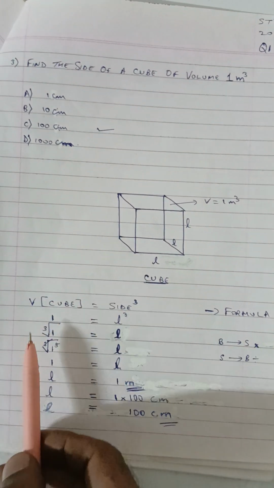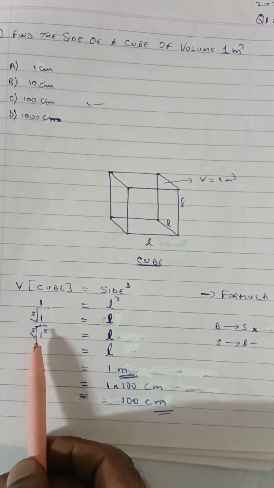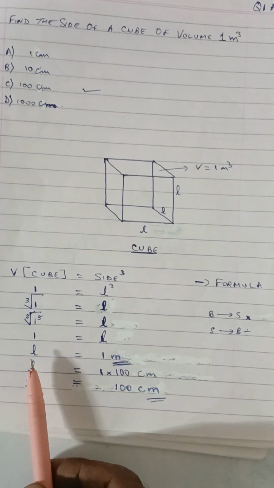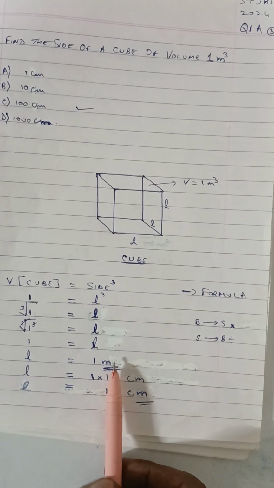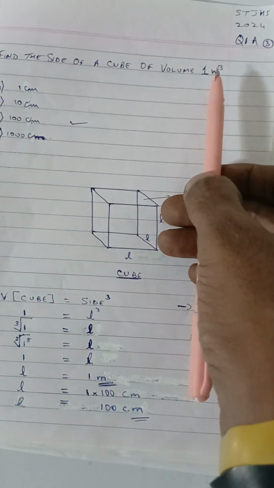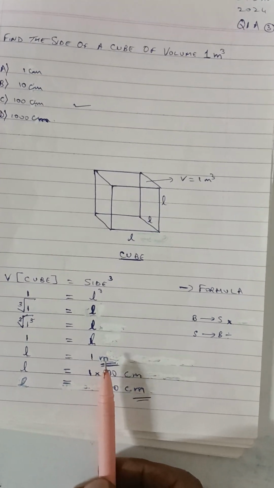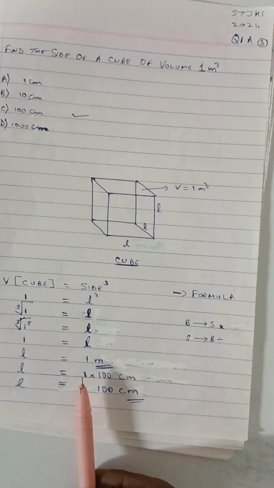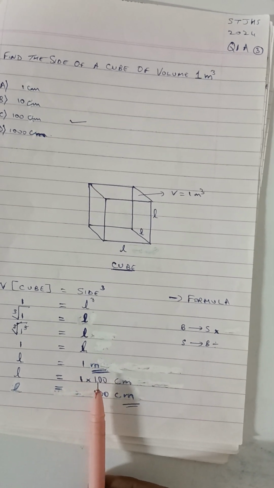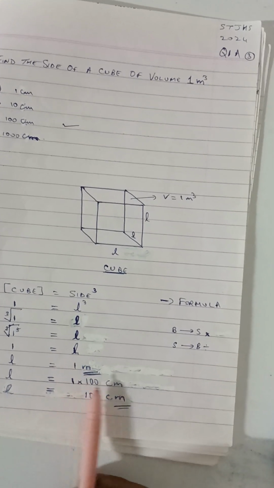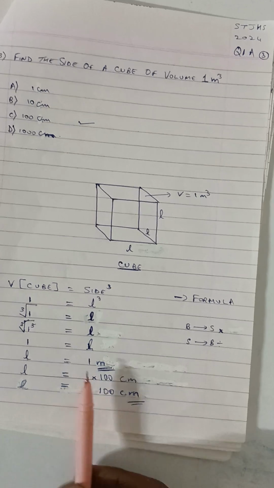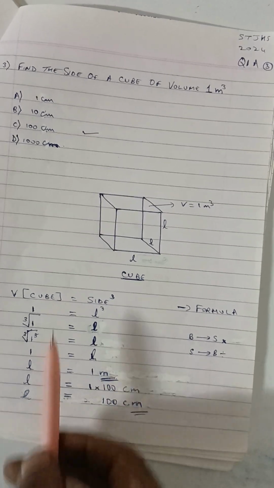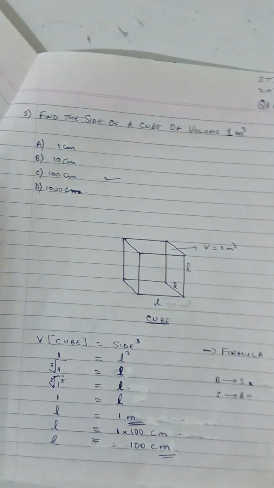Taking the cube over to the left hand side, we'll get a cube root. Cube root of 1 is 1; the cube and cube root get struck off. 1 is equal to L. L is equal to 1 meter. Because the volume was given in meters, the length will be in meters. Now converting meters to centimeters, big to small, we multiply. So 1 meter is equal to 100 centimeters. So 1 into 100 will give me 100 centimeters. If this was 2 meters here, it would be 2 into 100, that would be 200 centimeters. The right answer is C, 100 centimeters.